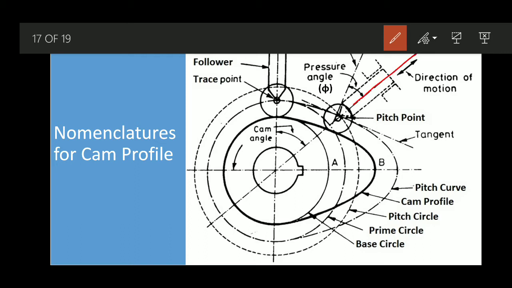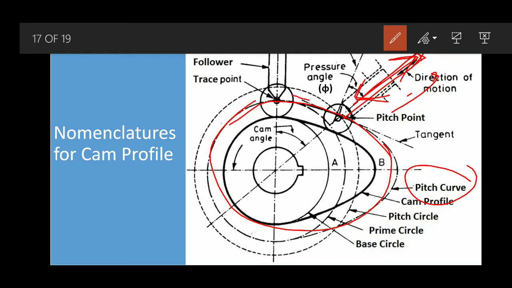As you can see, if you consider this position, this is the direction of motion of the follower. So it's the angle between the direction of motion of the follower and a normal to the pitch curve at any point. Which one is the pitch curve? This is the pitch curve that we have here, traced by the pitch point. If we draw a tangent here, the normal to the tangent is nothing but the normal to the pitch curve. This is the direction of movement of your follower. So this particular angle is nothing but the pressure angle.